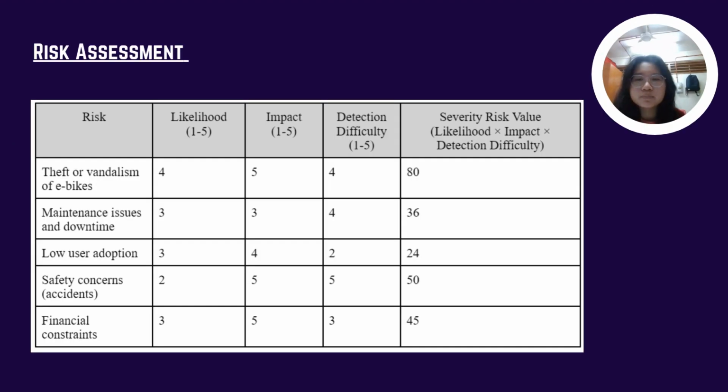Next, we will assess the risks based on their likelihood and impact, and prioritize them based on their severity. Based on the above risk assessment form, we can see that the highest risk according to the severity risk value is the theft and vandalism of e-bikes with a value of 80. Next are safety concerns, financial constraints, maintenance issues and downtime, and low user adoption respectively in descending order of risk value.